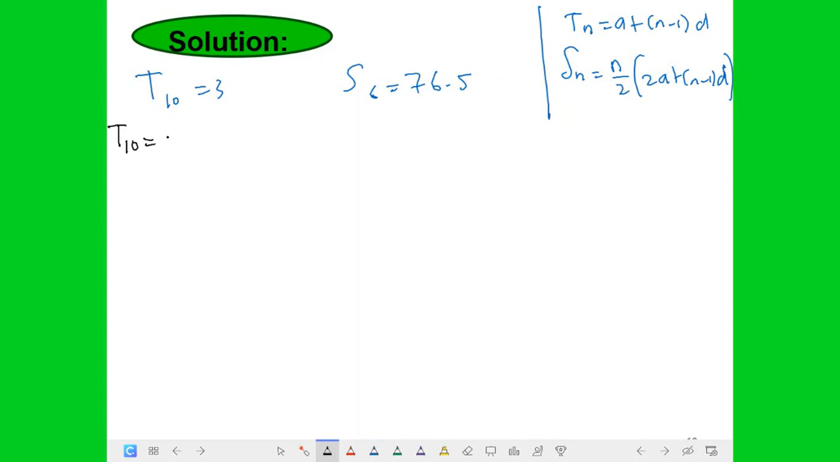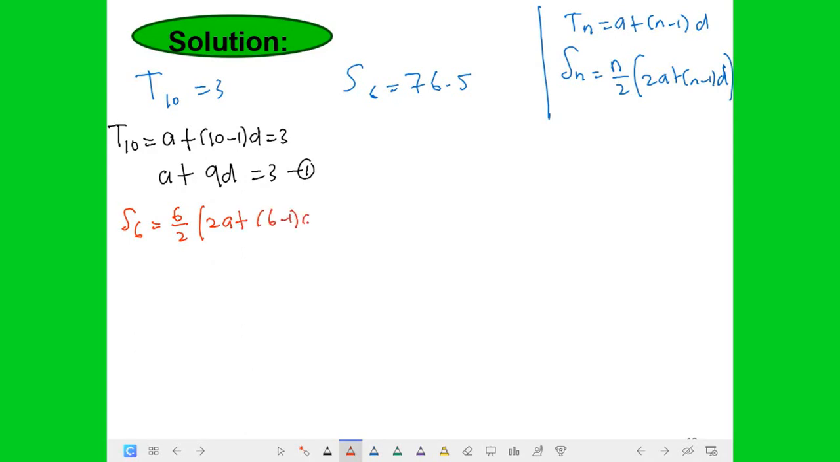So we use T10: a, we don't know what a is, plus 10 minus 1 times d, we don't know d, is equal to 3. So a plus 9d is equal to 3. This is the first equation. The second equation, S6: 6 over 2, times 2a, we don't know a, plus 6 minus 1 d, is equal to 76.5. Divide by 3, so you get 2a plus 5d is equal to 76.5 divided by 3. How much? 25.5. Okay, so this is equation 2.